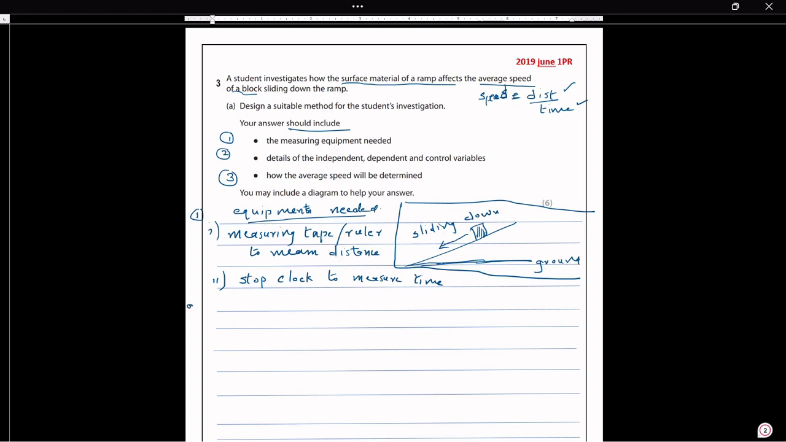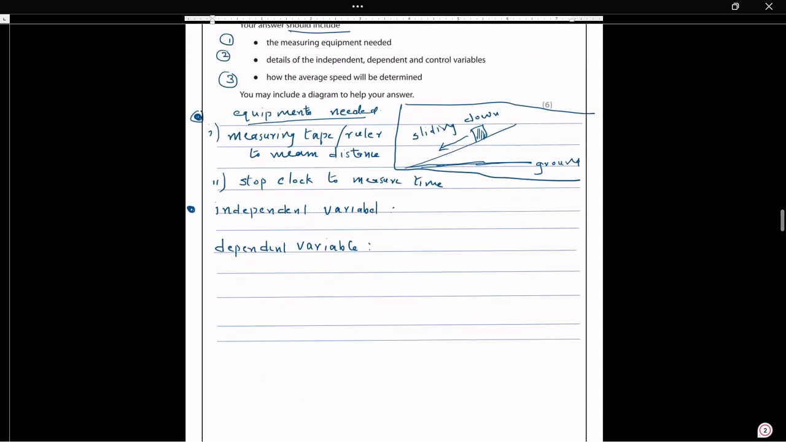Now let us answer the second, instead of putting it as numbers, second bullet. Details of the independent, dependent and control variable. This you have to write. So first one is independent variable. Then it is dependent. Then it is coming to the control variable.